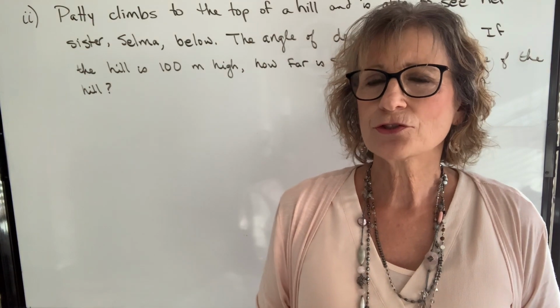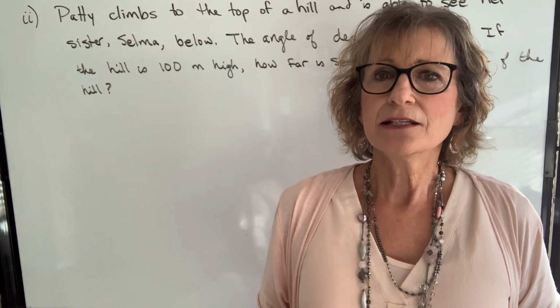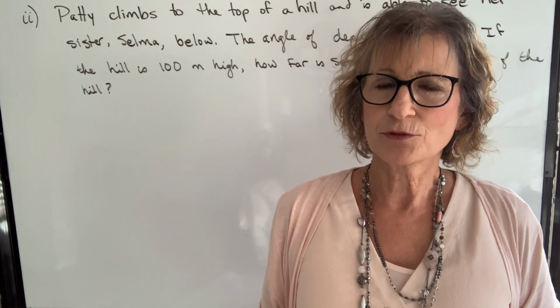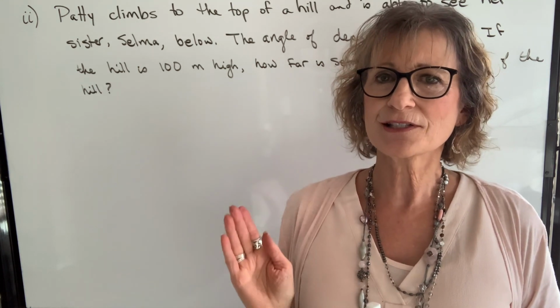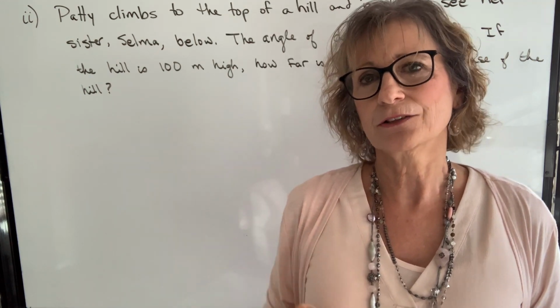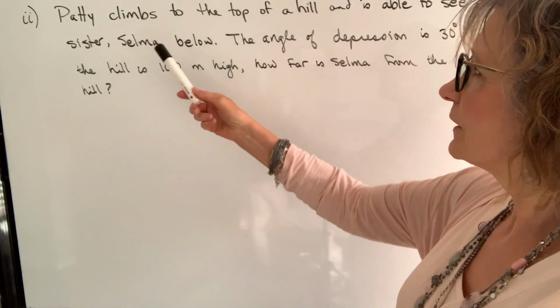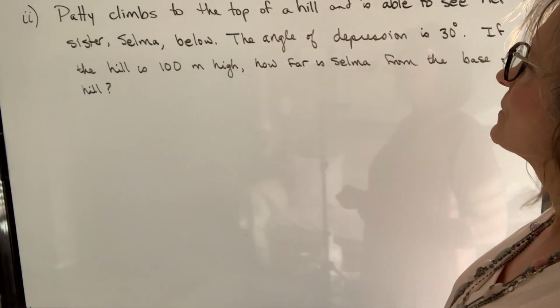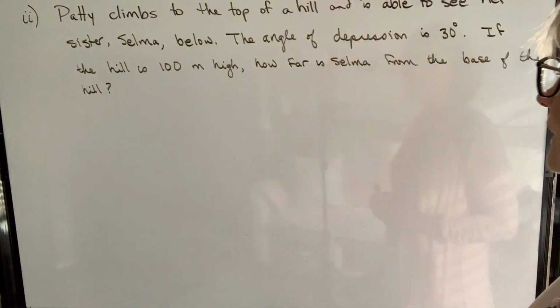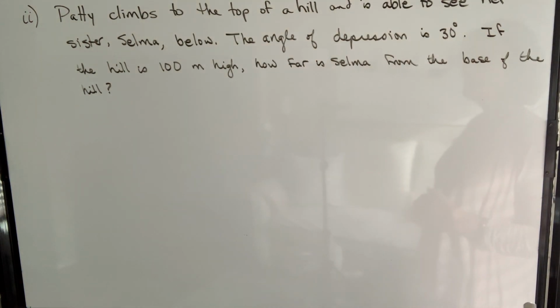Okay, let's take a look at another example. Another typical right triangle problem that you might see deals with angle of depression, and many people define angle of depression incorrectly. So I want to do an example to show you how to define angle of depression. So we've got Patty climbs to the top of a hill and is able to see her sister Selma below. The angle of depression is 30 degrees. If the hill is 100 meters high, how far is Selma from the base of the hill?